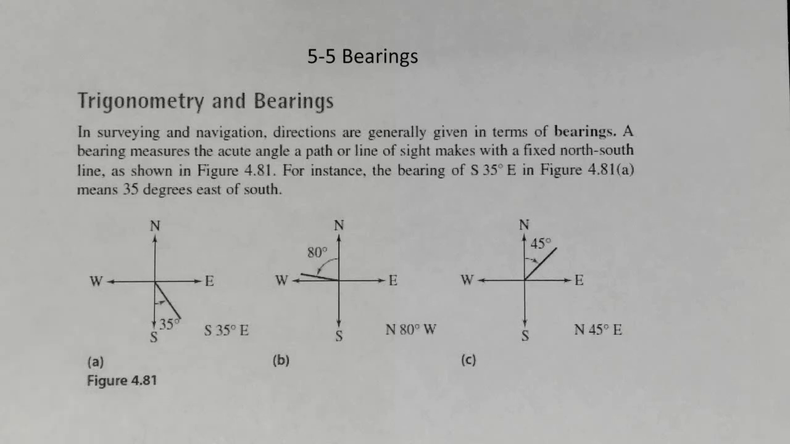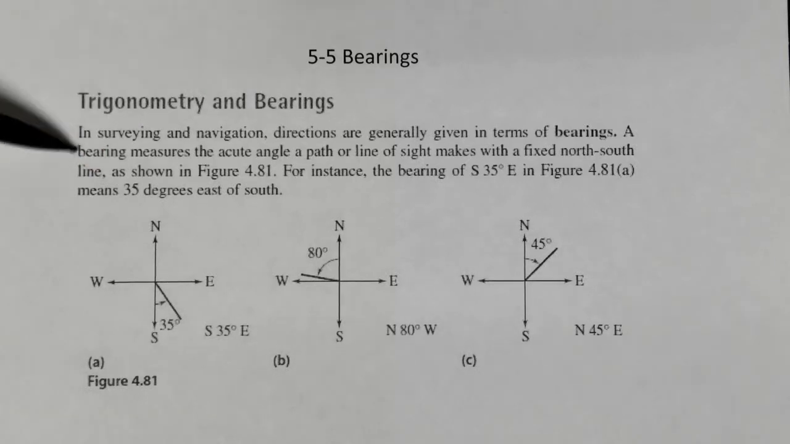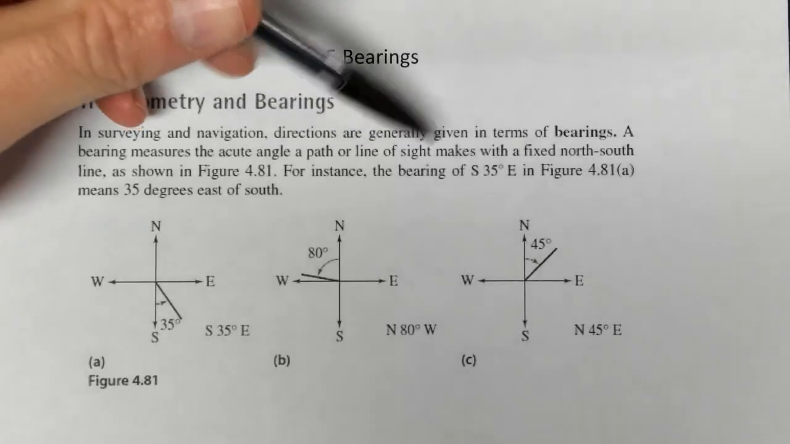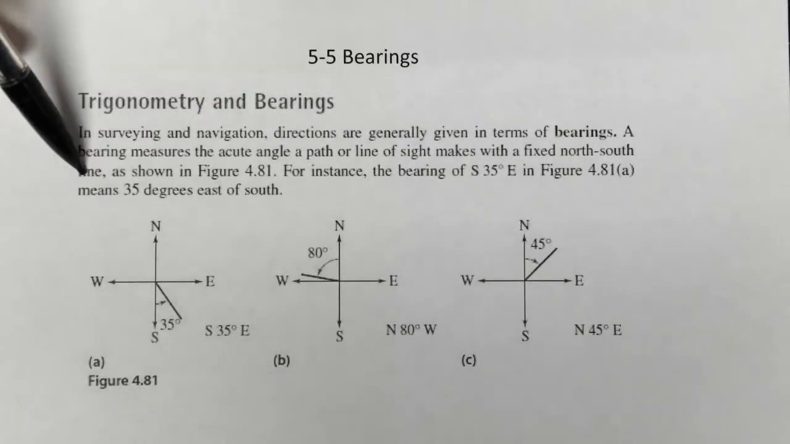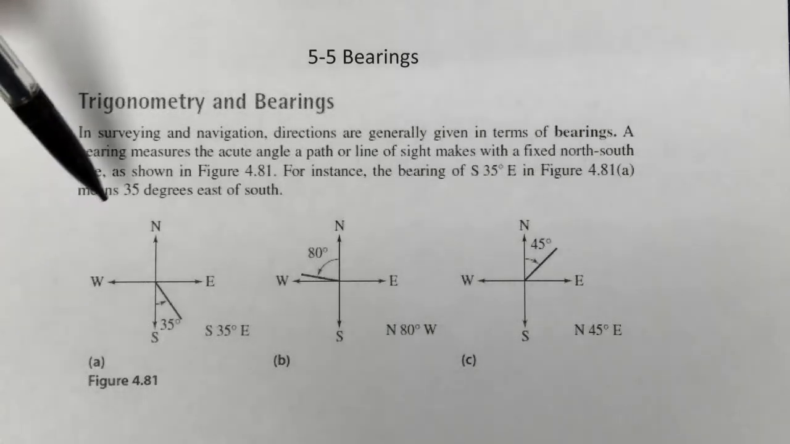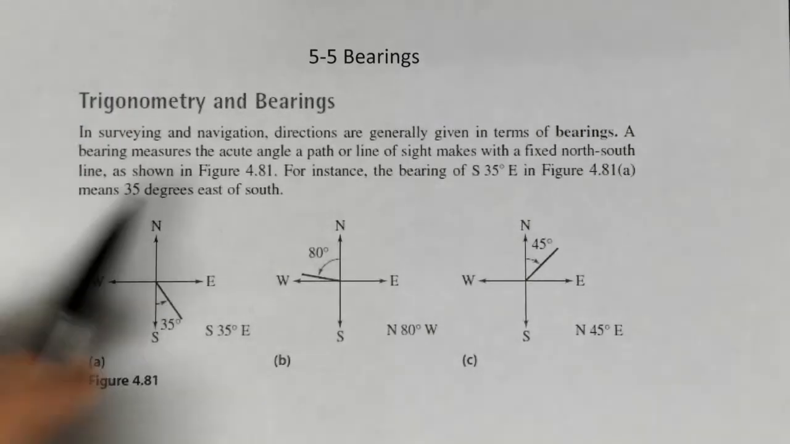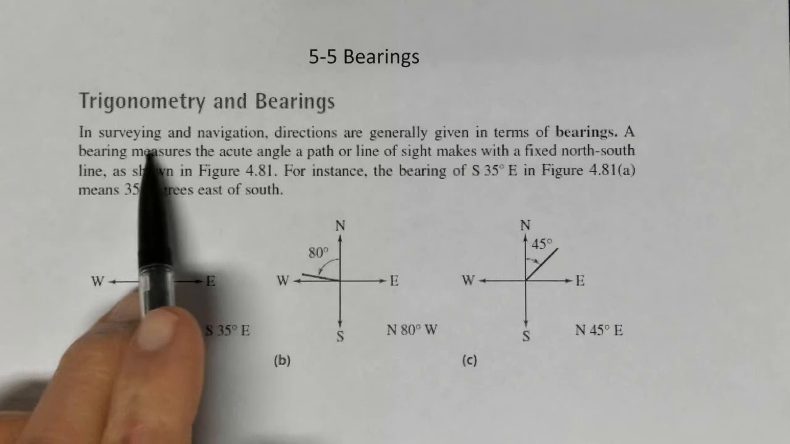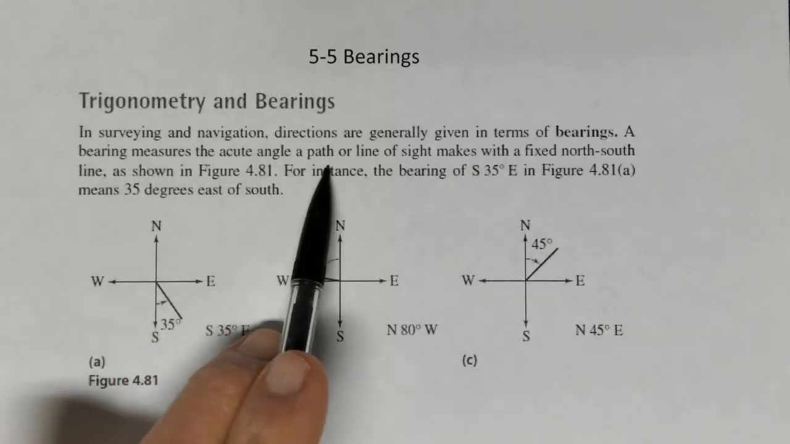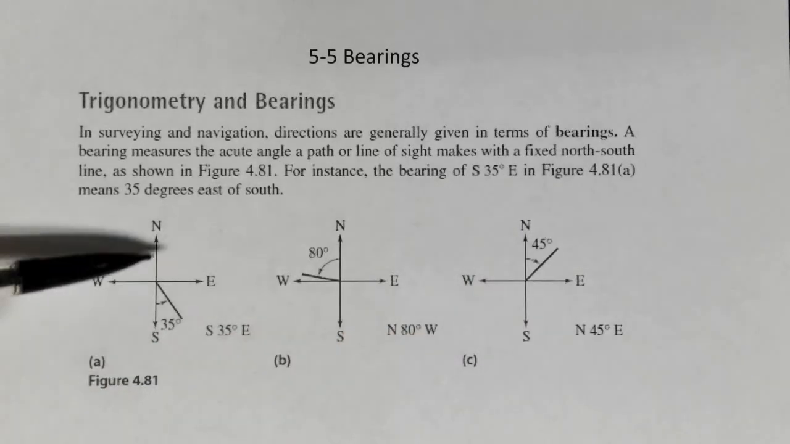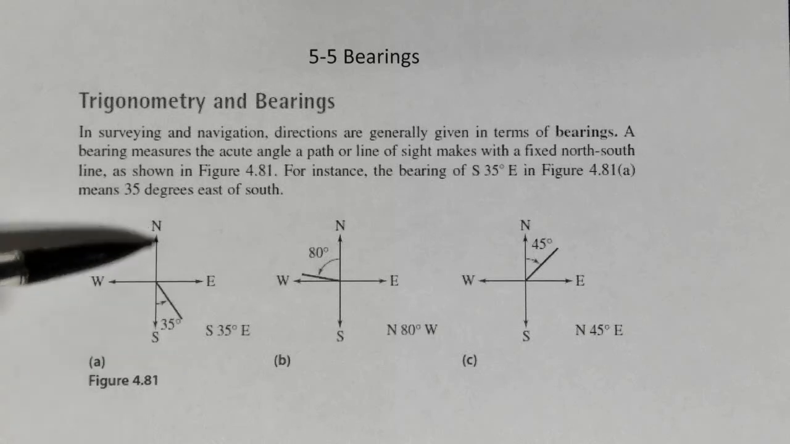Okay guys, in this section 5-5, we're talking about bearings, and bearings are used in surveying and navigation. A bearing measures the acute angle a path or line of sight makes with a fixed north-south line. These are examples of how you can get bearings. Keep in mind, it is an acute angle a path or line of sight makes with a fixed north-south line. So the north-south line is your reference point for getting your bearing.